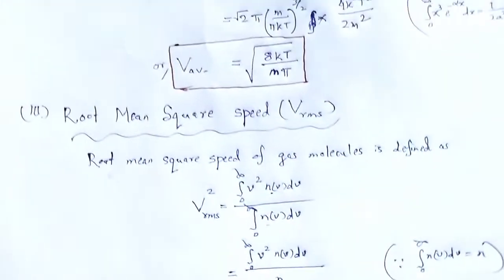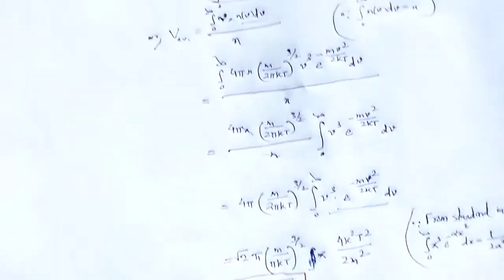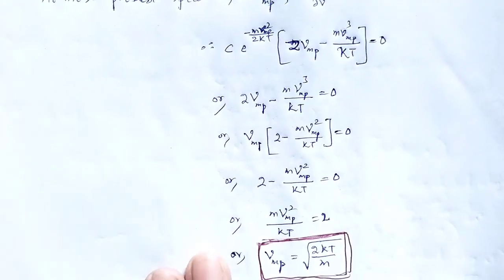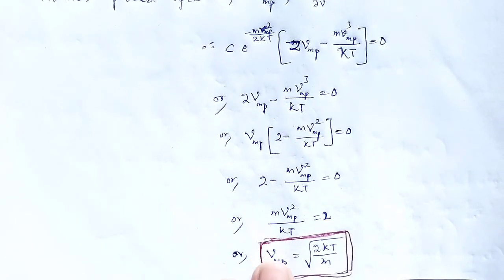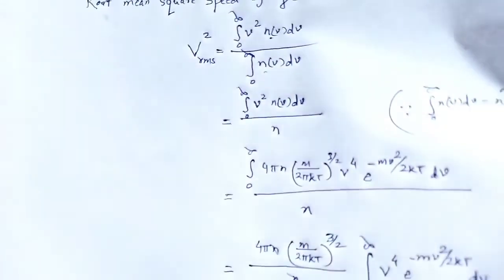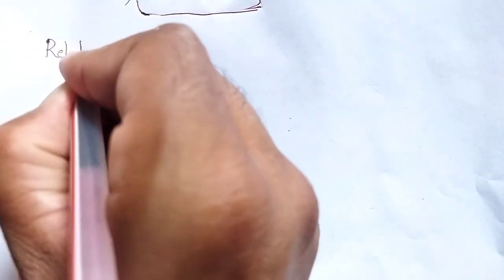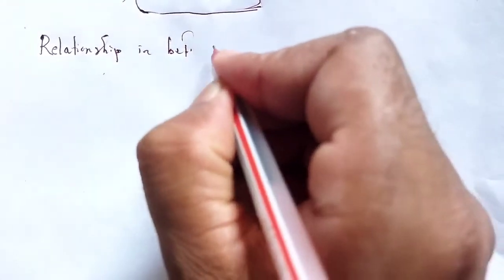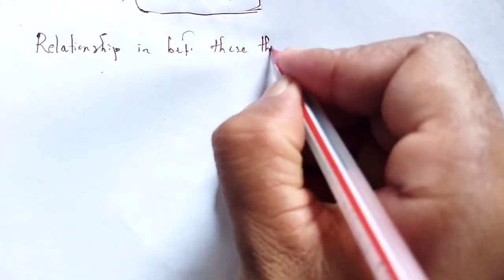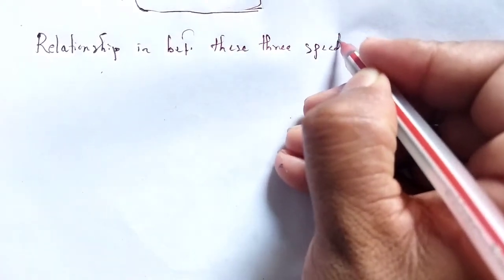This is the root mean square velocity expression, that is the v average expression, average speed, and this is the most probable speed expression. Now we take a relation in between these three speeds. How do we have to relate?